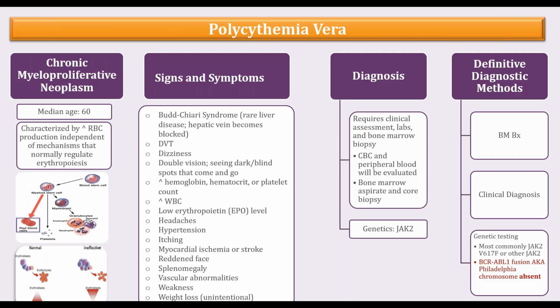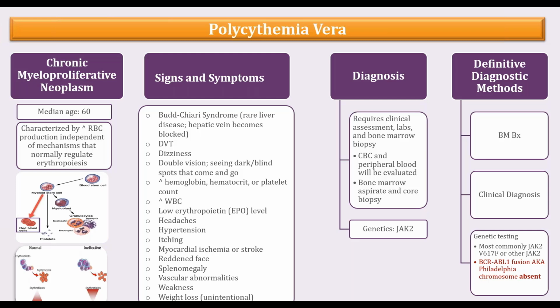So let's start by taking a look at polycythemia vera. In PV, there's a panmyelosis, so an increase in all cells. So all of the cell lines are affected, but in PV, there's especially an increase in red blood cell production, independent of mechanisms that normally regulate erythropoiesis. Erythropoiesis meaning the production of red blood cells.